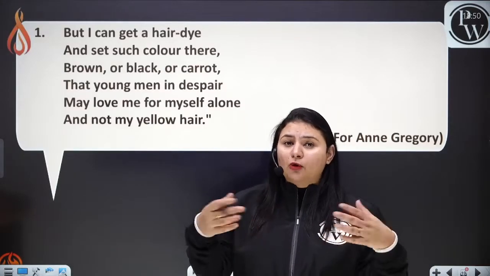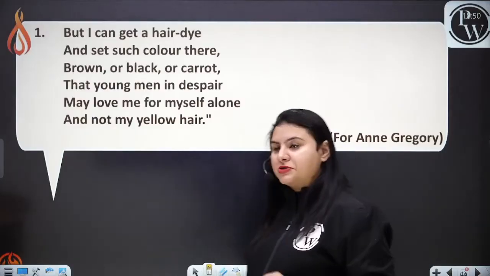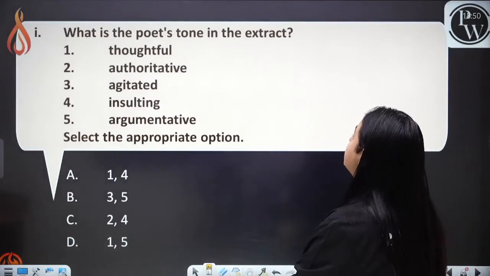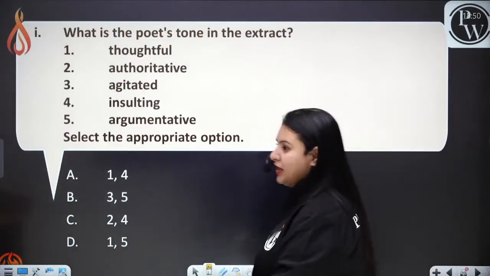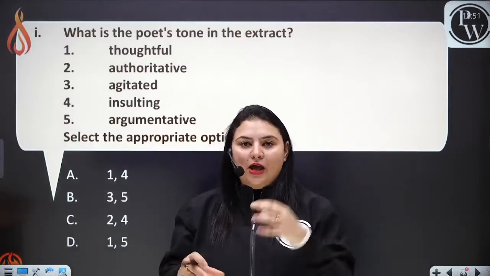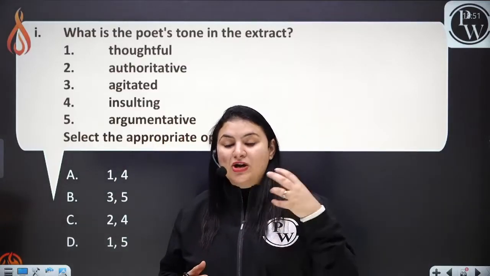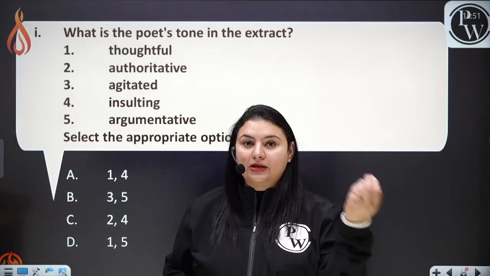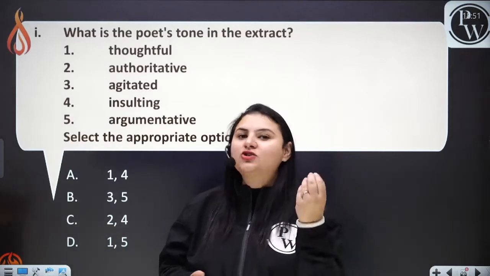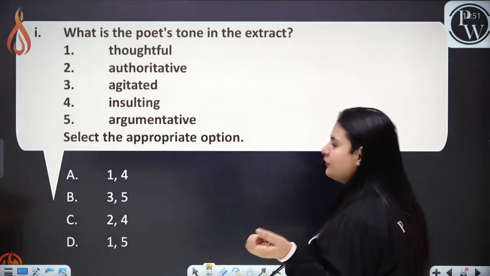If he's loving me for my outer beauty, I'm going to change my outer beauty. So what are the questions that can be based on it? What is the poet's tone in this extract? If you understand this poem very carefully, if you read it and try to understand its summary, you are going to get what kind of a tone she is having, why she is saying this, what is her motive behind this.